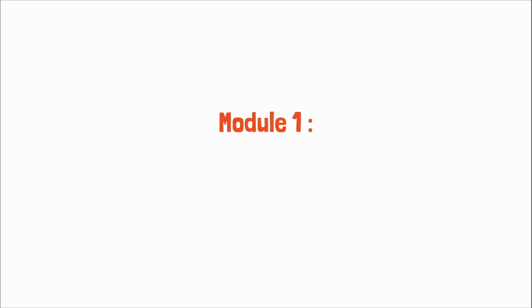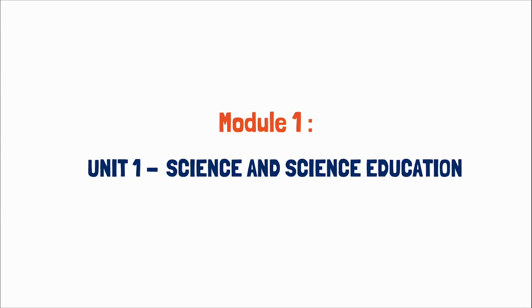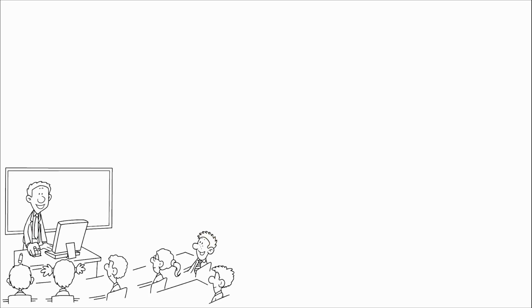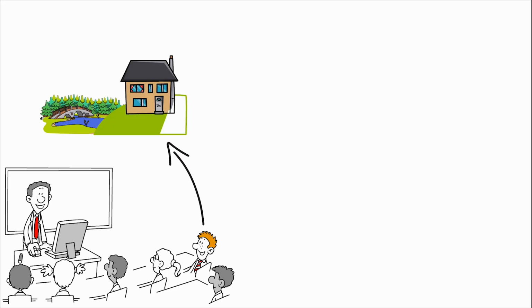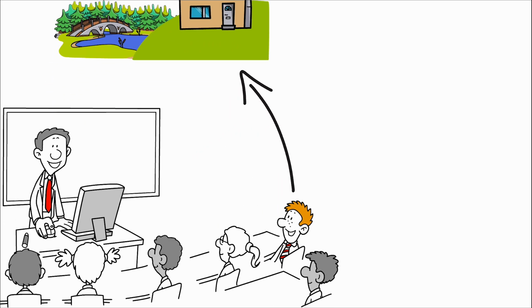Module 1, Unit 1, Science and Science Education. Science education at the elementary level is fundamental in shaping how students perceive and interact with the natural world. Understanding the essence of science is the starting point.